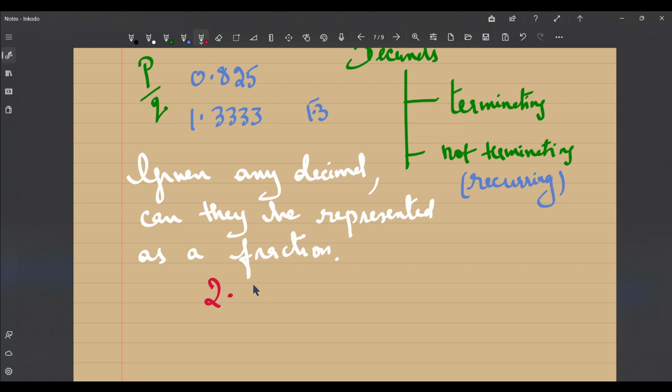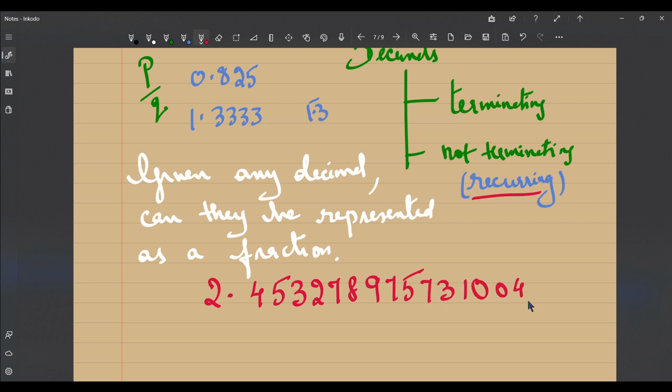Let's try this. Let me think of such a decimal. It's 2.4532789. It is not terminating, right? The decimal is not terminating. It goes on forever. At the same time, it is not even repeating or recurring. So until the end of this page, I can just keep going on, right? And even further. So these are not terminating, not recurring.